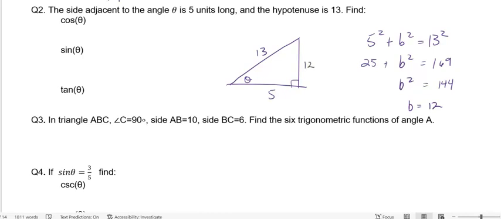Okay, so the cosine is adjacent over hypotenuse. Sine is opposite over hypotenuse. And the tangent is opposite over adjacent. Check those real quick. Adjacent over hypotenuse, opposite over hypotenuse. And then we got opposite over adjacent. That looks good.